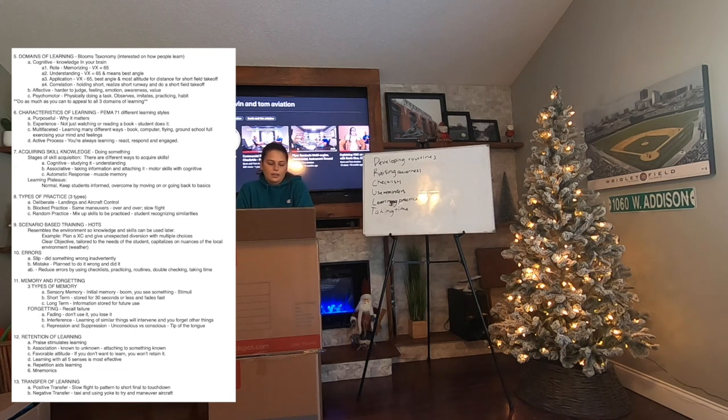Building blocks. This is where skill A needs to be learned before skill B. So when you're about to solo a student, obviously you want to go out and do turns, climbs, and descents before you solo them in the pattern. They could put 2 and 2 together. You have to learn this before you can do this. And that is it for building blocks and transfer of learning. Any questions? No, good job.